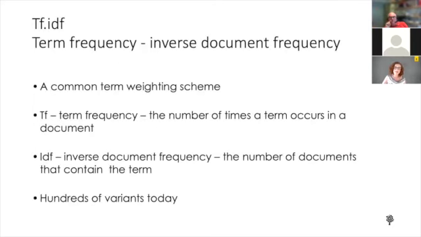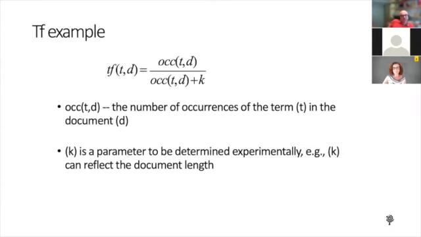A very common weighting scheme is called TF-IDF. TF, term frequency, is the number of times a term occurs in a document, and IDF, inverse document frequency, relates to the number of documents that contain that term. So these are put in relation. And there are hundreds of variants of this today, and we can really look at our example.